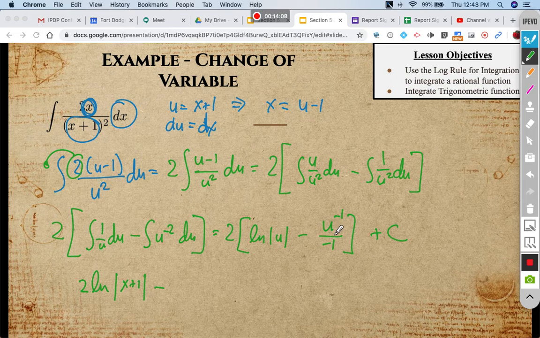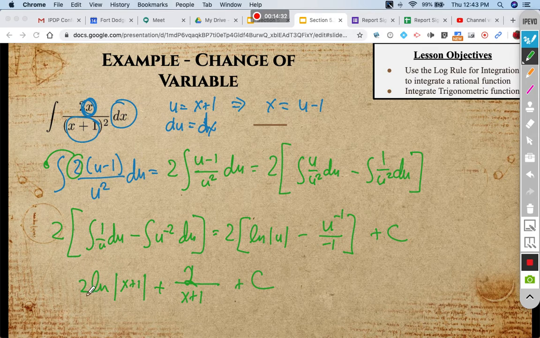Minus, this is u plus minus a negative. We got 1 over u, so 1 over u, which is x plus 1. Except we multiplied it by 2, so we'll put 2 over x plus 1. And then we will add a c on there.